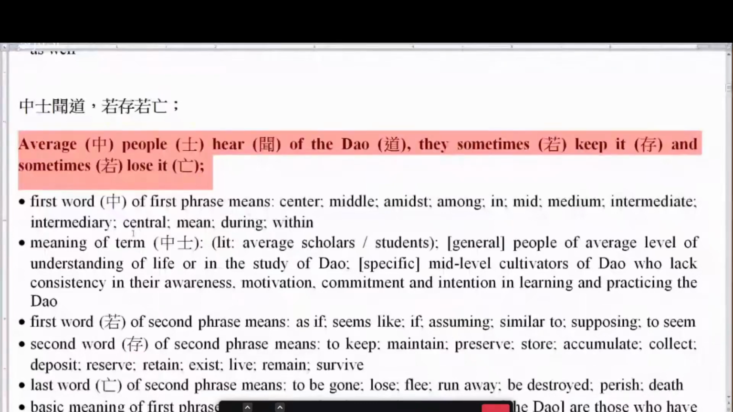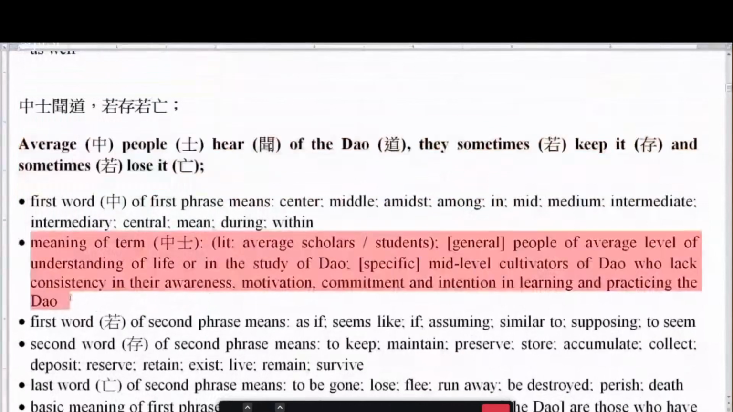All right. So 中士 literally means average, mid-level scholar students. In general, at a broad level, it just means people of average level of understanding of life or in the study of the Tao. On a specific level, it's mid-level cultivators of Tao who lack consistency in their awareness, motivation, commitment, and intention in learning and practicing the Tao.